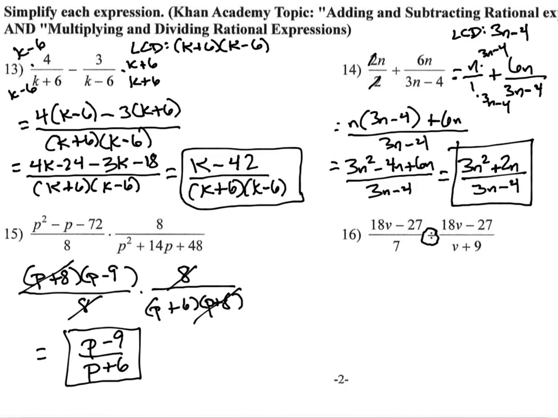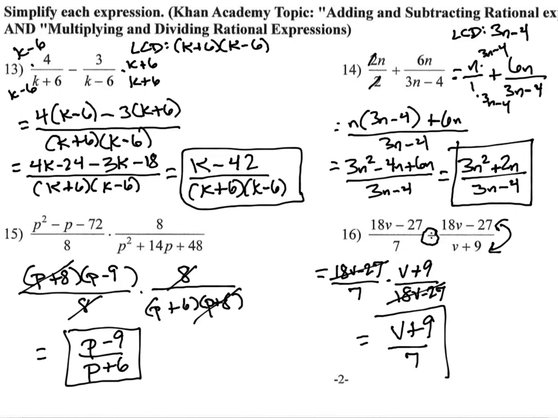This is not good. We really can't divide fractions. So what we're going to do, we're going to change that into a multiplication sign and flip the fraction on the right. So this is 18v minus 27, I'll factor that in a second, over 7 times v plus 9 over 18v minus 27. And you know what? I'm not even going to factor it because those are terms that can just cross off right off the bat. So our final answer, v plus 9 over 7. Nice and easy.